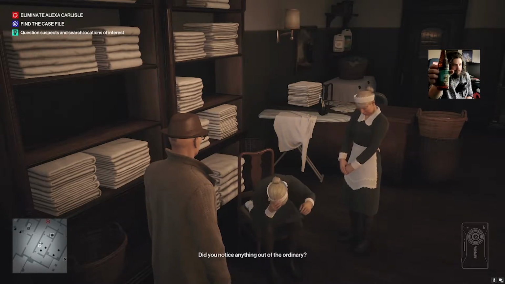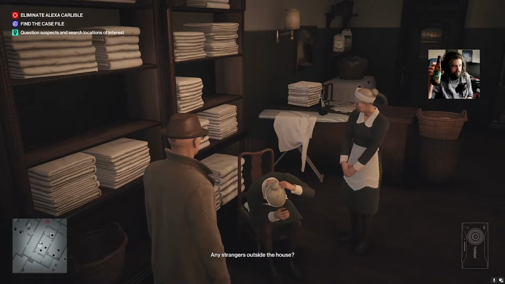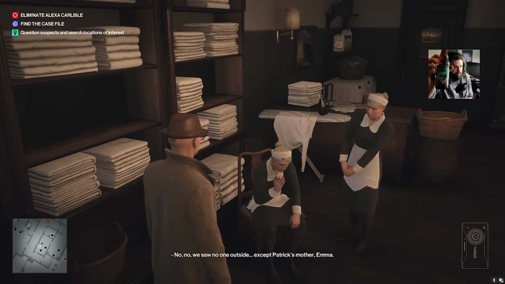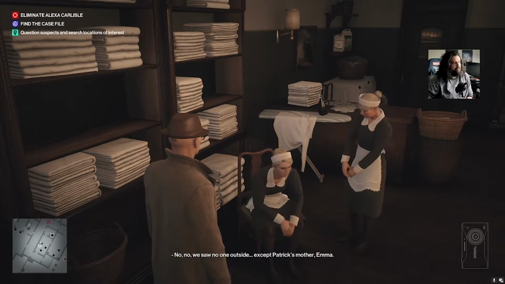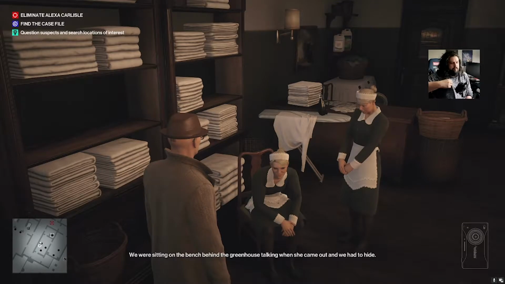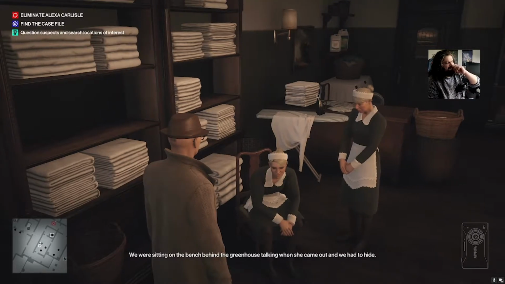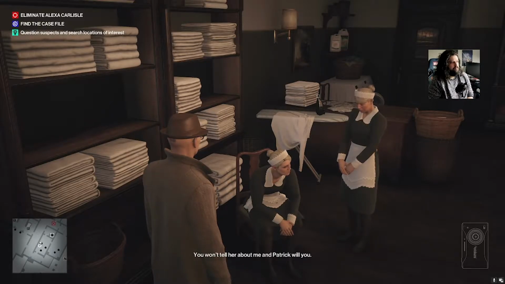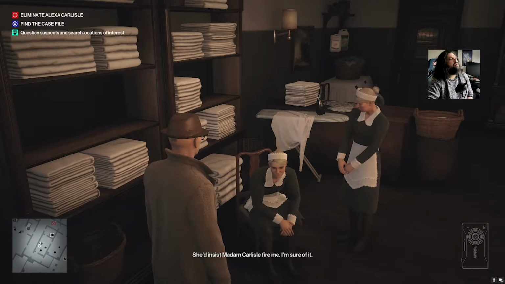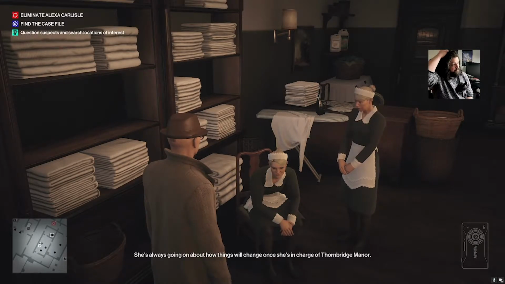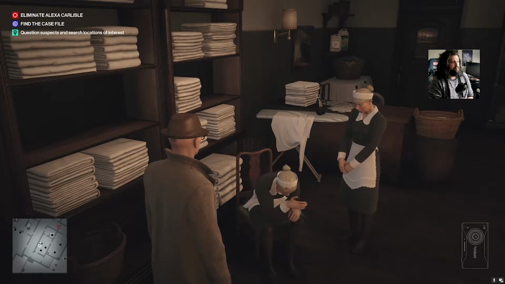Did you notice anything out of the ordinary? Any strangers outside the house? No, we saw no one outside. Except Patrick's mother, Emma. We were sitting on the bench behind the greenhouse talking when she came out and we had to hide. You won't tell her about me and Patrick, will you? She'd insist Madame Carlisle fire me. I'm sure of it. Too right she will. She's always going on about how things will change once she's in charge of Thornbridge Manor.